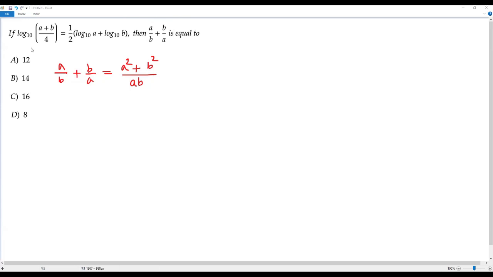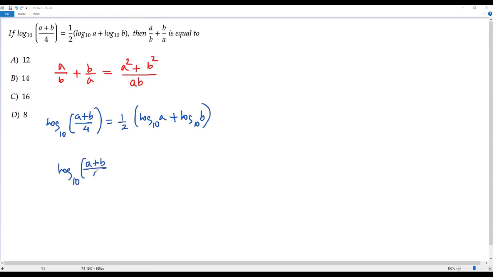Now let me consider the given equation we have over here. Let me write it. That is log base 10 of (a + b)/4 equals 1/2 times log base 10 of a plus log base 10 of b. Let me write the left side as it is. Here we have addition of two logarithms with the same base 10. Whenever we add two or more logarithms with the same base, we can take the logarithm once with the same base and multiply the arguments a and b, then we get ab. Actually, this is the product rule of logarithm.